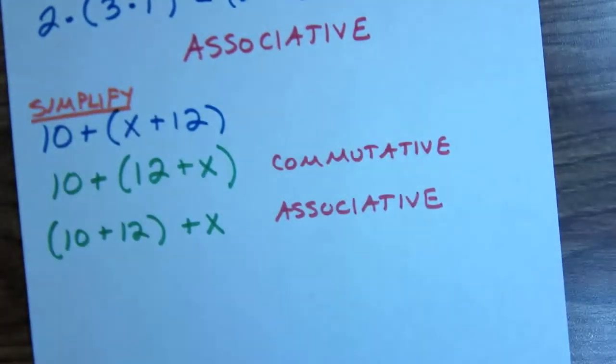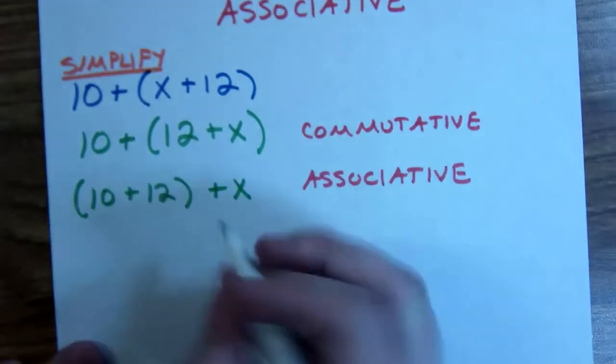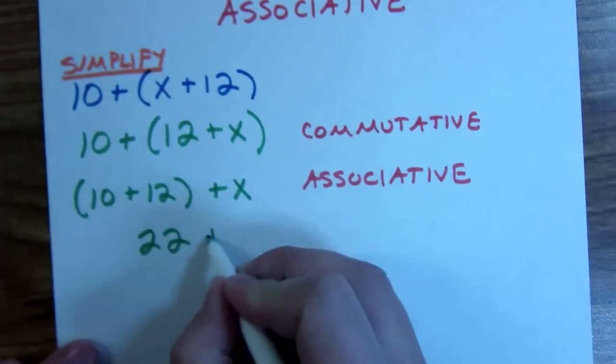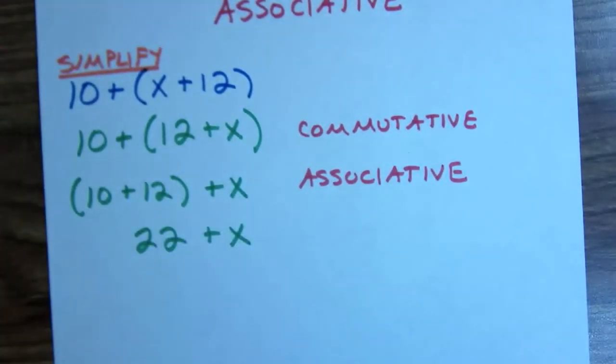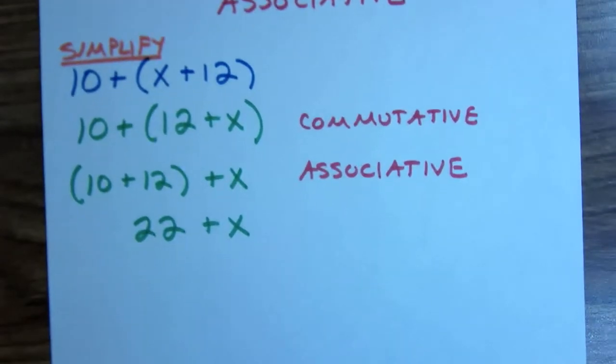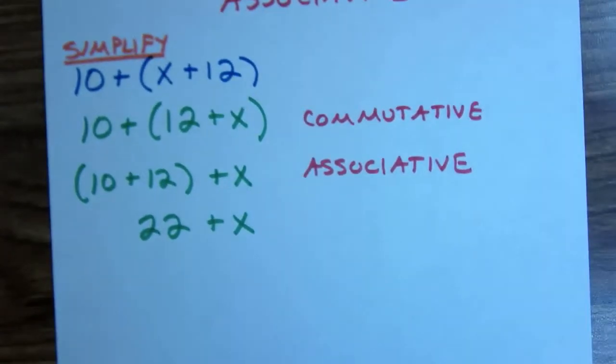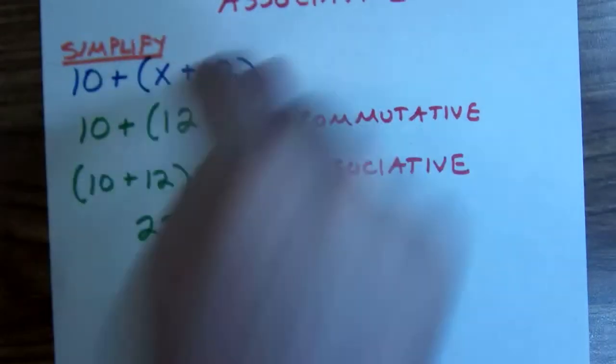And then I can go ahead and add them. 10 plus 12 is 22. So 22 plus x. Now you might look at that and think, that is so silly that you went through all that trouble of switching the order with the commutative property, then rearranging the parentheses with the associative property. Why did you not, right from the beginning, combine the 10 and the 12?